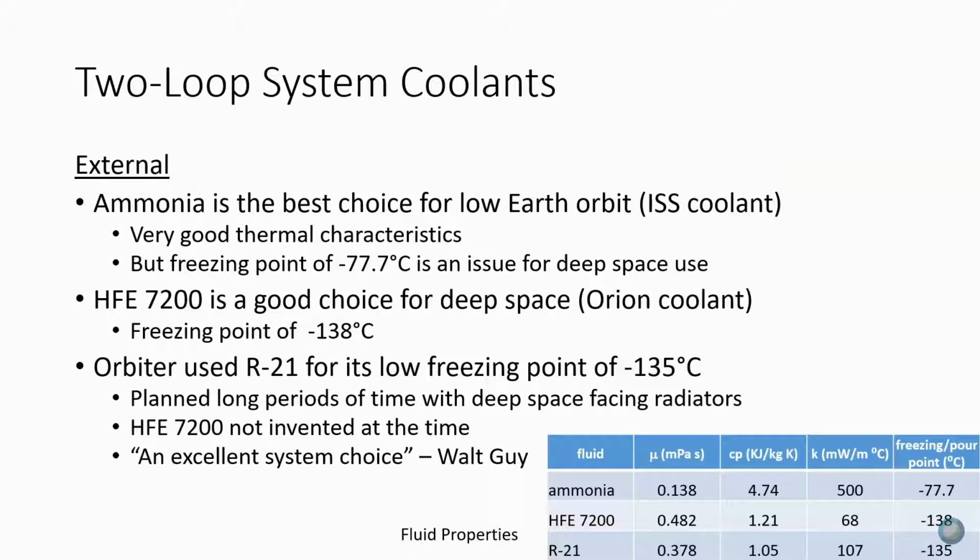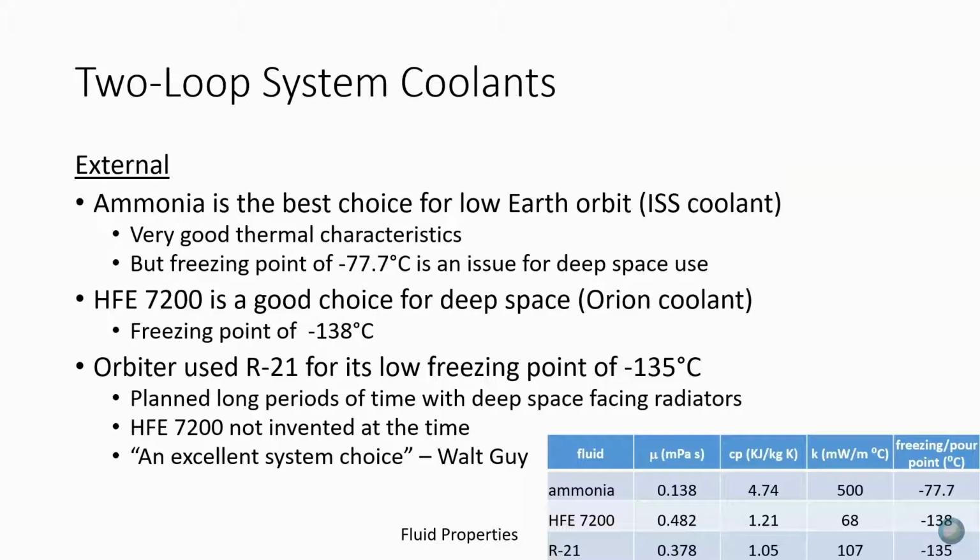In terms of external, as I was saying before we went through the properties, ammonia is a really good choice for low Earth orbit because we've got fairly warm environments. But if you're going to go to deep space, ammonia is not the best answer. Also, there are ground handling issues with ammonia that they like to avoid, because you've got to use a lot of PPE if you're going to be loading ammonia on a system. And there are a lot of safety precautions you have to take that you don't have to take with most other coolants. So for Orion, they're using HFE-7200, again, low freezing point.